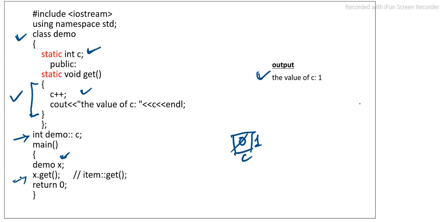And this x dot get function call can also be written using the class name, that is, sorry, here it is Demo, not item: Demo, scope resolution operator, function name. Like this also we can call the static member function. So in this way the static member function is accessing the static member variable, and it is printing the value for the static variable only. Thank you.